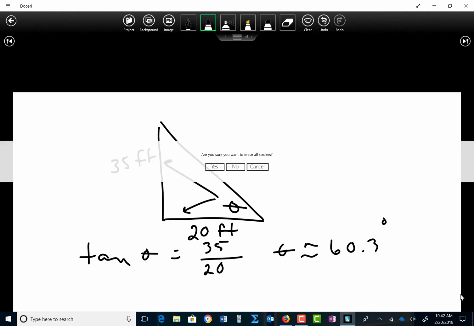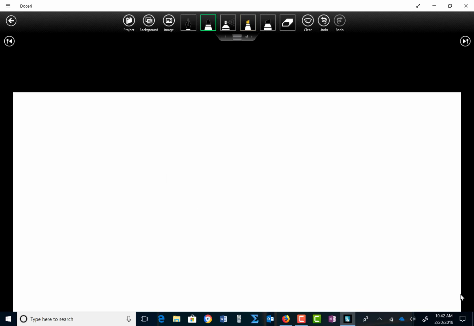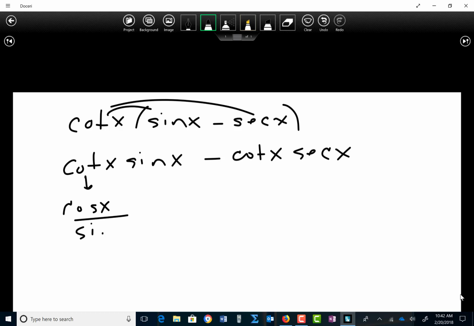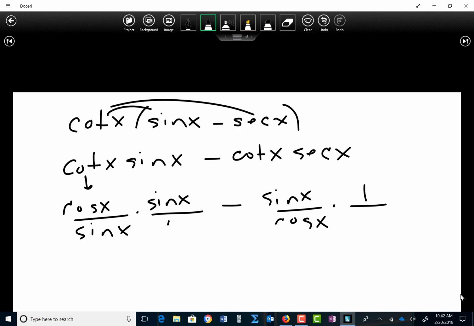Number 4. So number 4 says multiply and simplify. You have cotangent of x times sine of x minus secant of x. When you multiply, you distribute. So you're going to have cotangent x times sine of x minus cotangent of x times secant of x. And you want to simplify by trying to turn everything into terms of sine and cosine if you can. That's the simplest way. So cotangent is cosine over sine, and this is times sine. Cotangent is cosine over sine, and secant is 1 over cosine. So I can cancel here, and I get cosine.